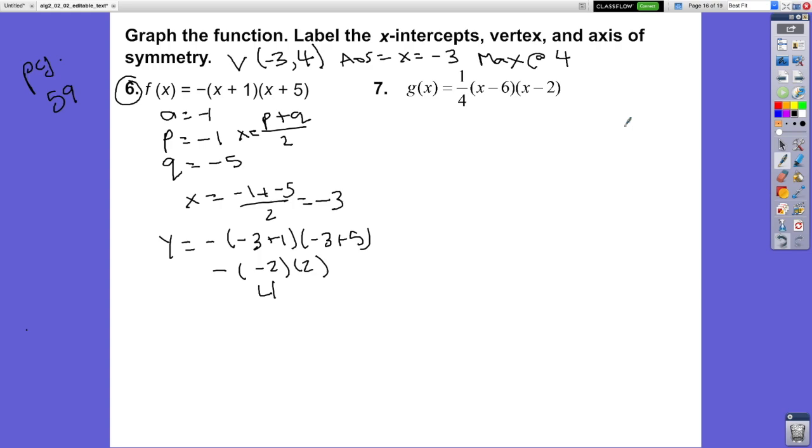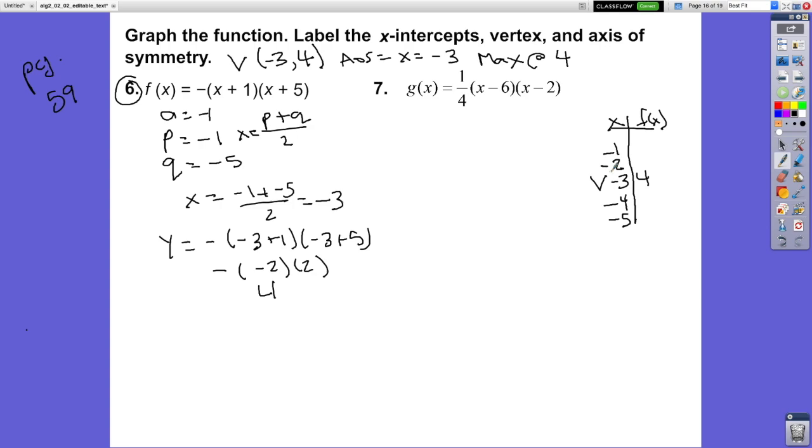So let's draw our t-chart. Oops, let's try that again. Wasn't straight at all. Okay, so this is going to be our x, and that's going to be our f of x after we plug it in. Okay, start with the vertex here in the middle, -3 and 4. Two numbers above, we'll do -2 and -1. Two below, -4 and -5.